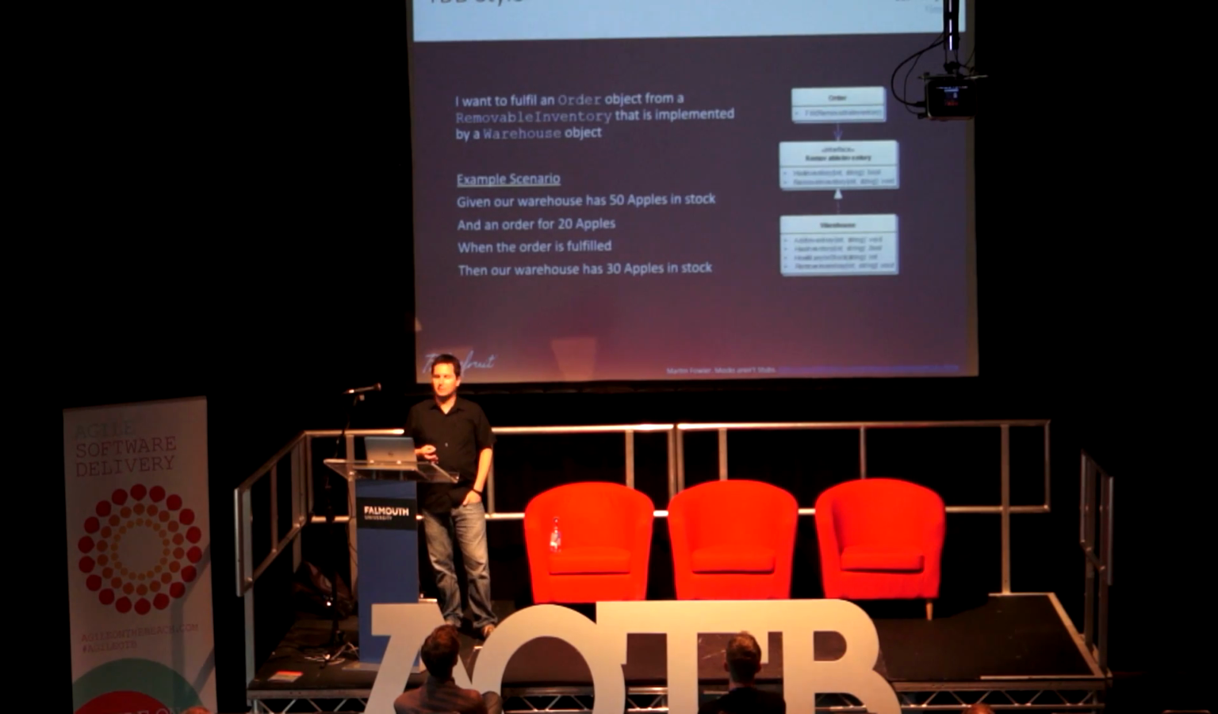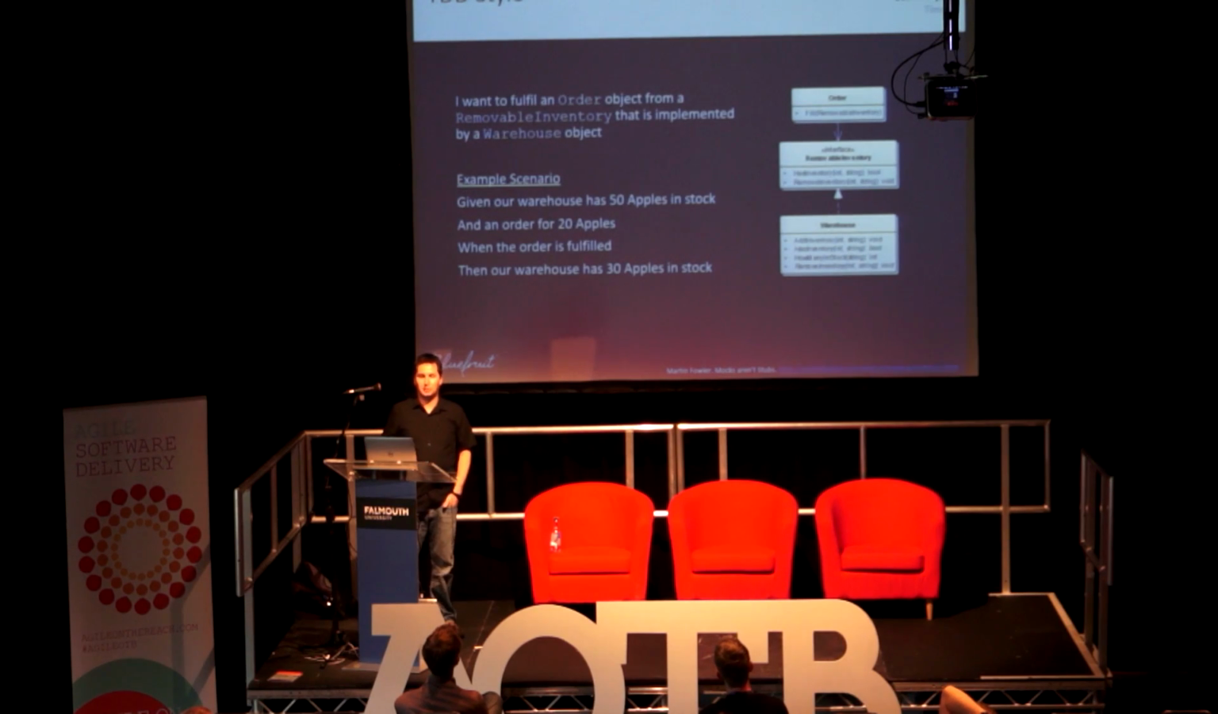To illustrate the difference, I'm going to use the example from Martin Fowler's article, but rewritten for C++. What I'm trying to do is fulfill an order object from a removable inventory, which is implemented by my warehouse object. And I have an example scenario. Given the warehouse has 50 apples in stock and an order for 20 apples, when the order's fulfilled, then our warehouse will have 30 apples in stock. So we're checking that when that order gets fulfilled, we take the right number of things out of the warehouse.